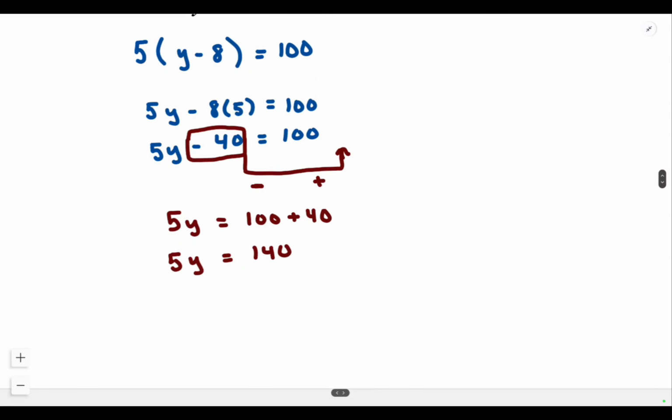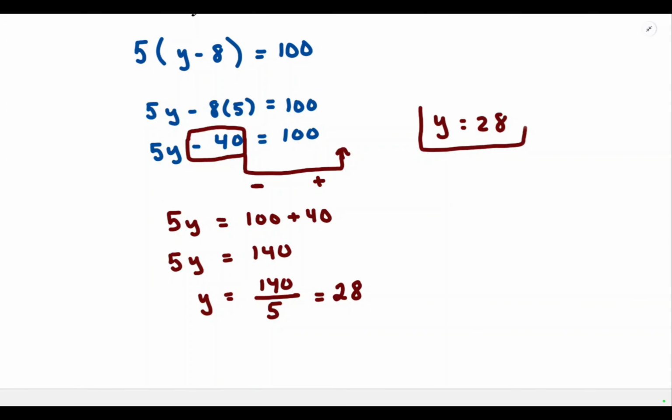So now, to get rid of multiplication, I have to what? Divide. So I'm going to take my 5 and divide it onto the other side. So I'm going to have y is equal to 140 divided by 5. And what is that equal to? 28. So your unknown variable is going to be 28. So y is equal to 28. Do I have any questions about that?